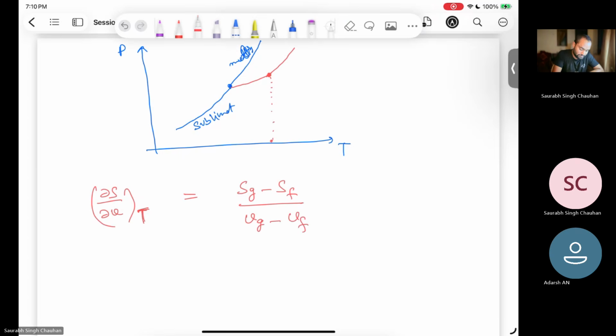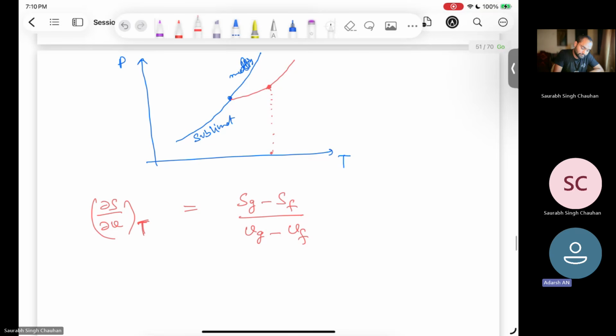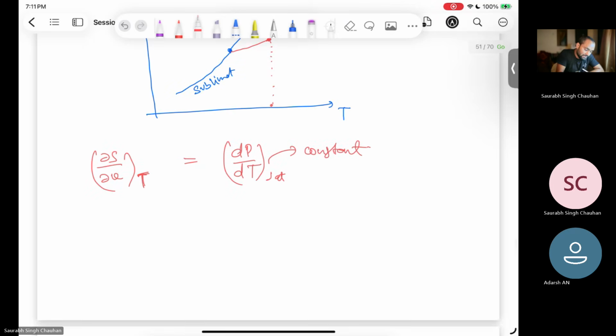Can we write like this? That is how we are writing, because the slope is constant. Actually, the slope dP by dt is constant. So the slope, as the V lines at some temperature, will also be constant.